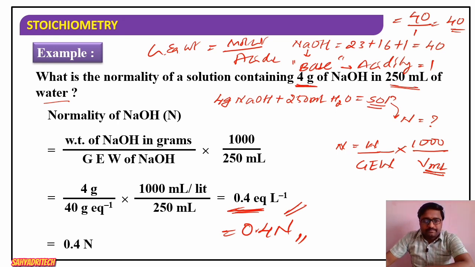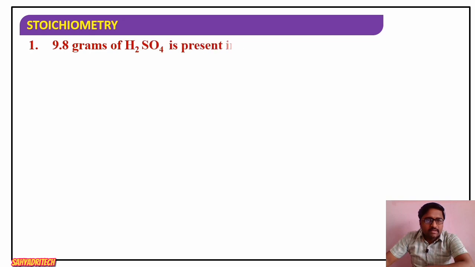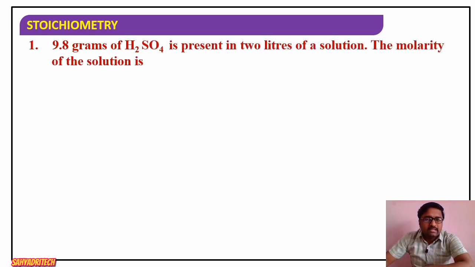Coming to the next one: 9.8 gram of sulfuric acid, H2SO4, is present in 2 liters of a solution. What they are asking is the molarity of the solution, where 9.8 gram of sulfuric acid is present in 2 liters of a solution.